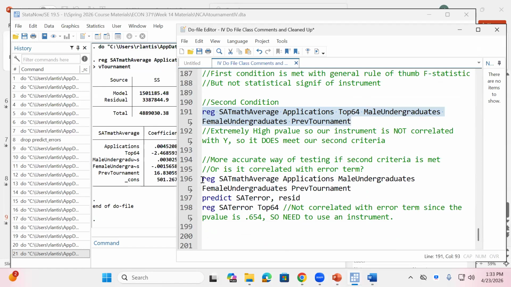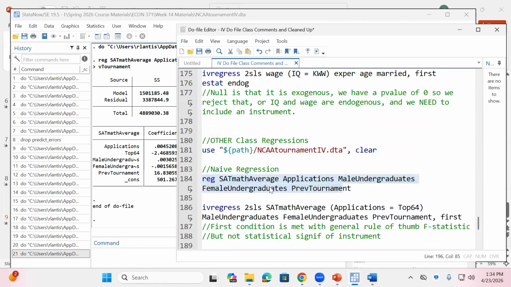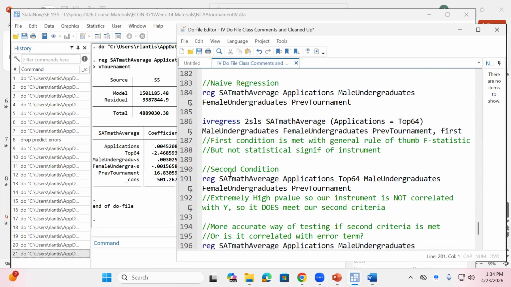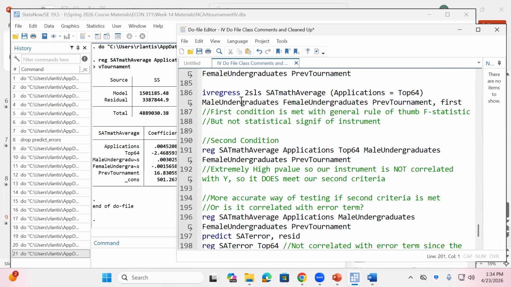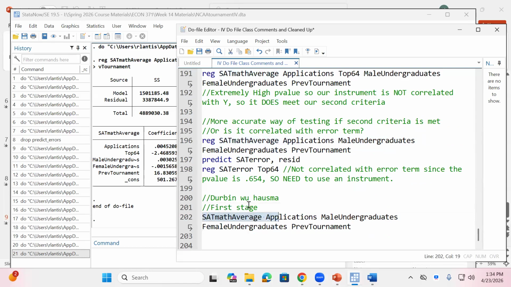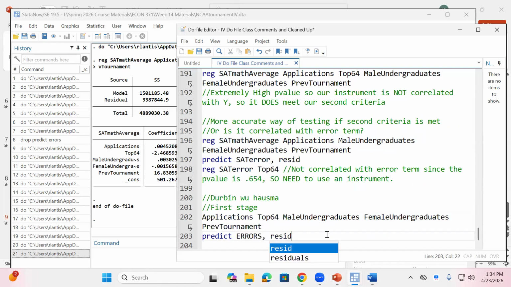So I run that first stage. Oh, never mind. I didn't do a Durbin-Hausman test here, but we could. Let's do that real quick, as long as we're here. If I wanted to do this Durbin-Hausman test, I copy and paste this down here. I run my first stage regression where I was trying to predict the number of applications on whether or not they made the tournament, right? And then I predict my errors from that first stage, using that resid command.